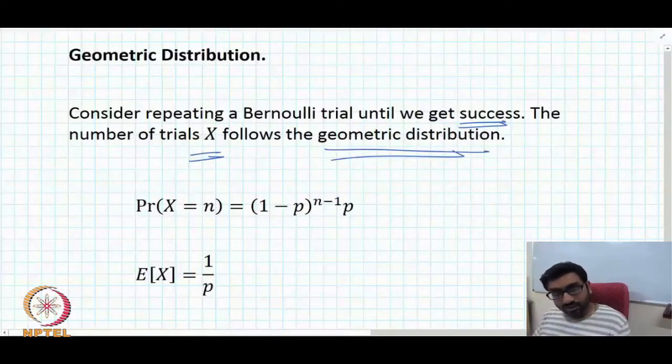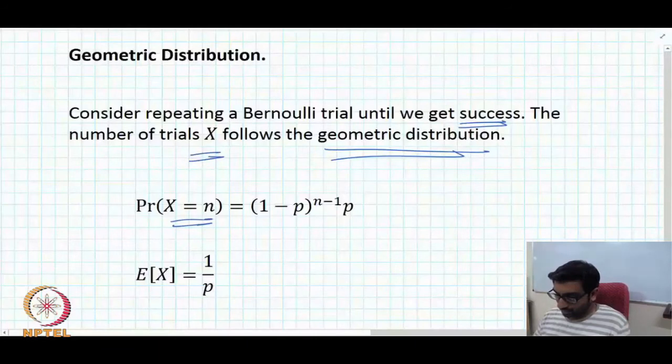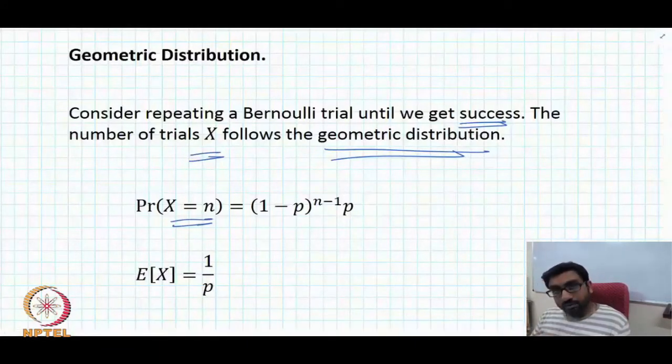So let's look at what is the probability that X will take on a particular value, say n. What does this mean? This means that the first n minus 1 trials were all failures, because had any one of them been a success, then the experiment would have stopped.